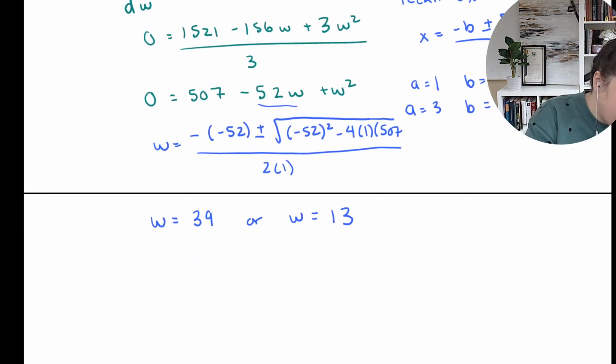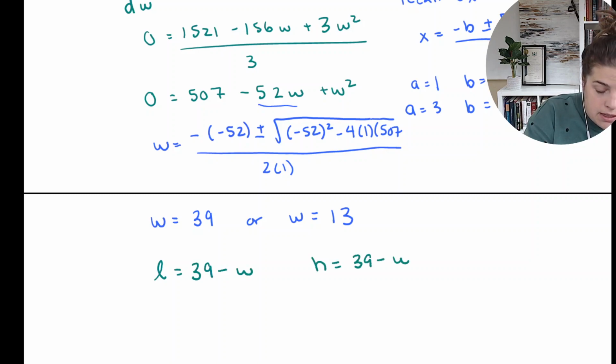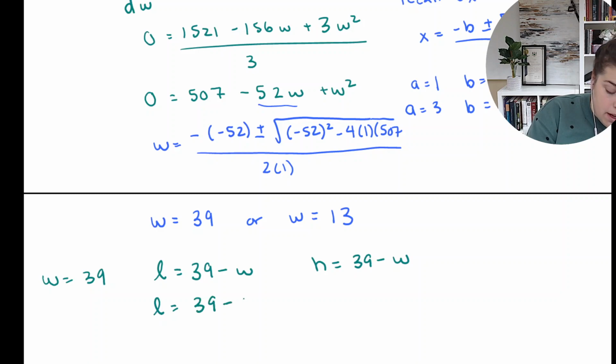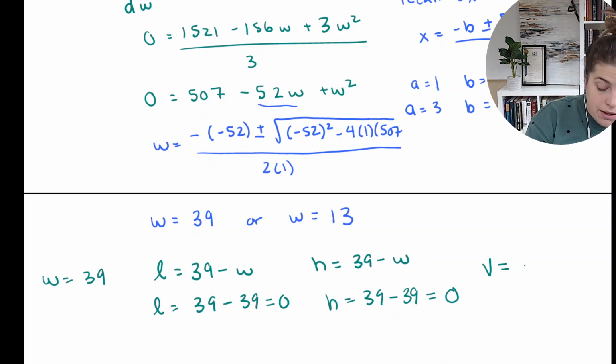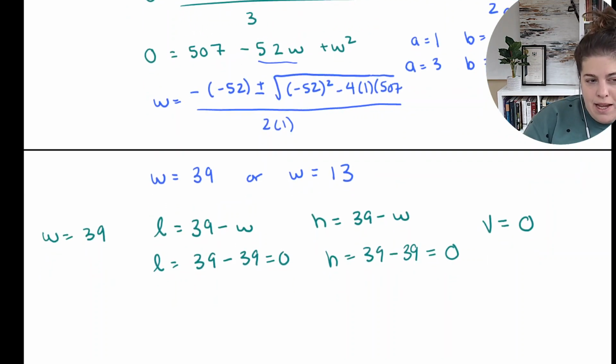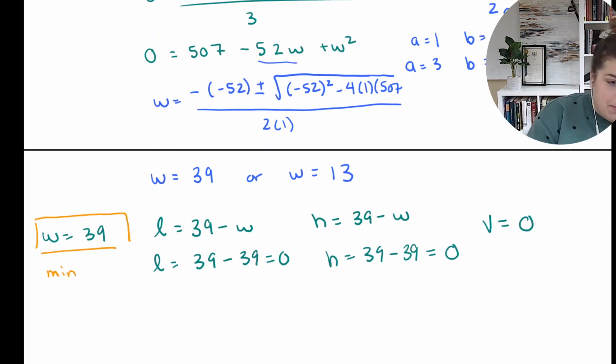And if we remember that our length was 39 minus W and our height was 39 minus W, if we chose W equal to 39, we are going to get a length of 0 and a height of 0. And this is going to result in a volume of 0, which means if we do a second derivative test, W of 39 is probably going to give us a minimum, okay?